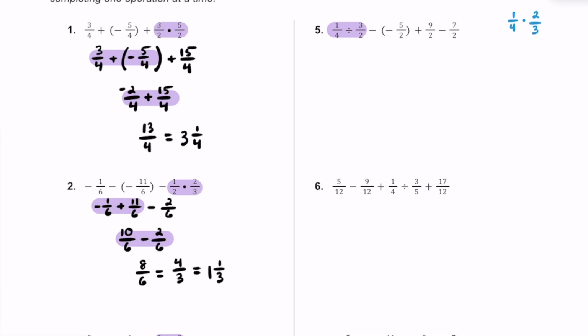So if we want to just go ahead and do that, so we have some space here. This is going to be 2/12, which simplifies down to just being 1/6, right? So that's the quotient of 1/4 and 3/2. So if we go ahead and write that down, that's going to be this 1/6 here. So we can go ahead and write 1/6. And instead of writing this minus this -5/2, we can just rewrite that as adding a +5/2. If we rewrite that as an addition problem, then we go ahead and add on this 9/2 and then take away this 7/2.